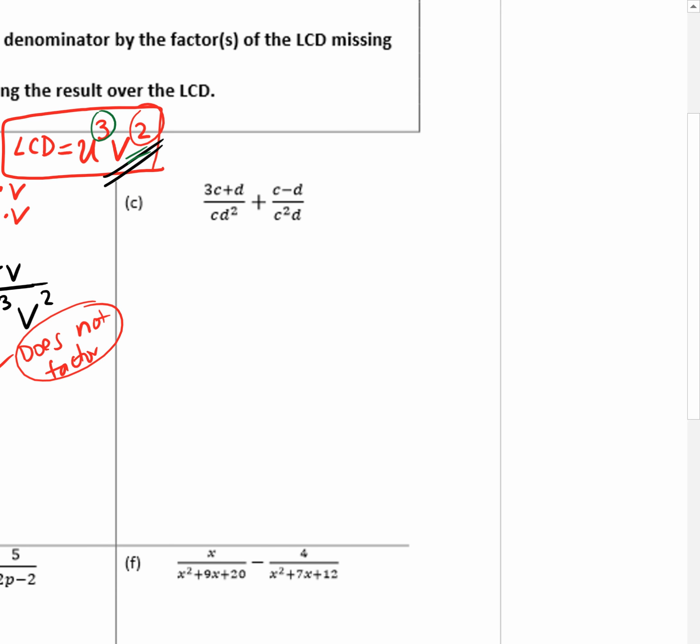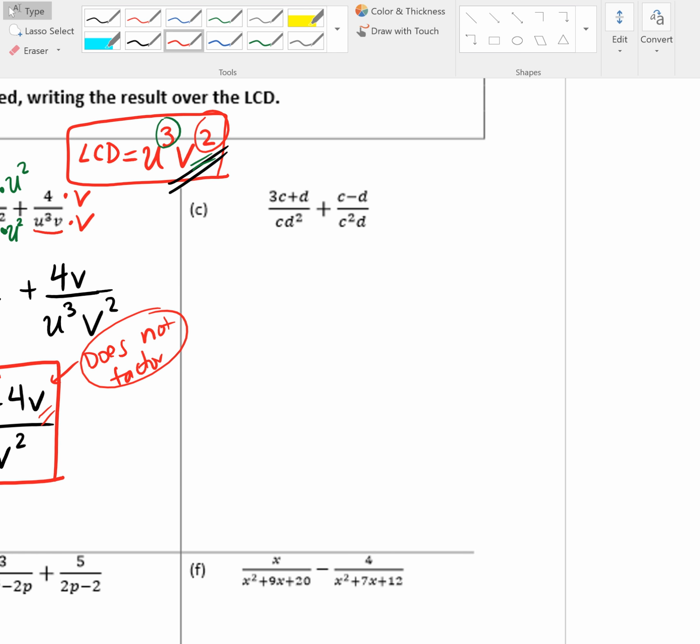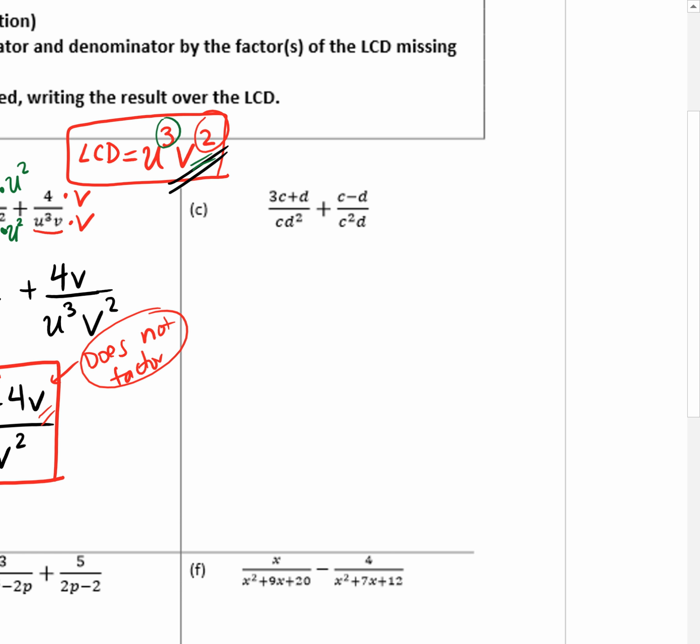Alright, let's try part C. This one looks kind of fun. So we got 3c plus d over cd squared. It's kind of a tongue twister, huh? And then c minus d over c squared d. Oh my gosh. Well, think about the least common denominator there. And remember, you're not looking at the numerator right now. Just focus on the denominator.